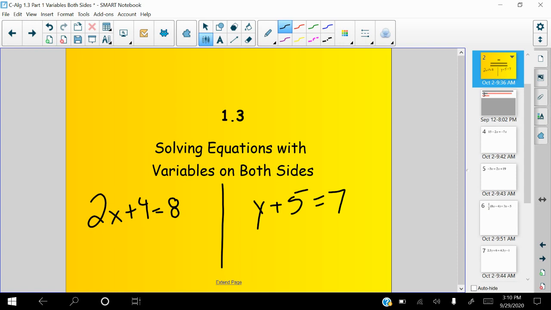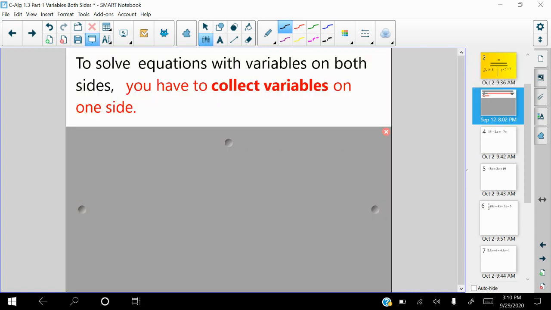In both of these examples, our variable is only on the left-hand side of that equal sign. There's no term that has a variable on the right-hand side. Today, we're going to be talking about what happens when we have variables on both sides of the equal sign. So to solve equations with variables on both sides, you have to collect variables to one side.